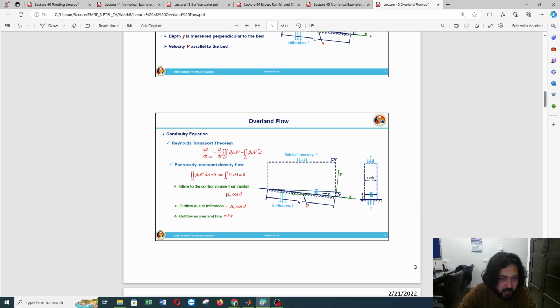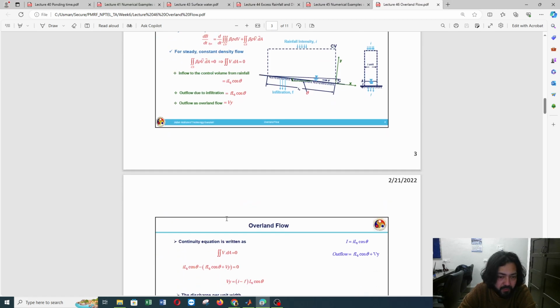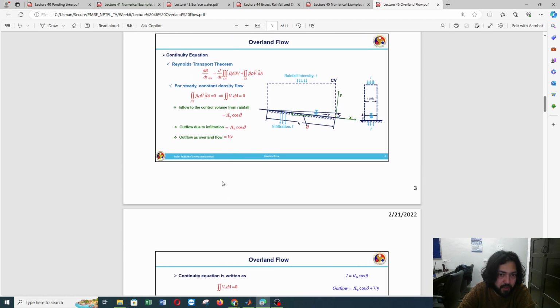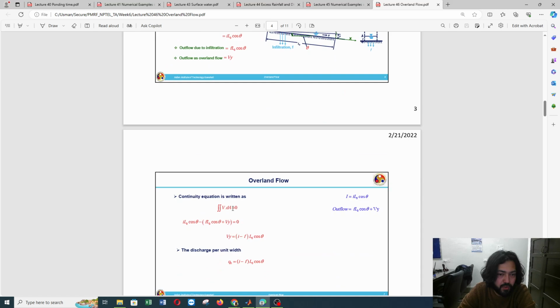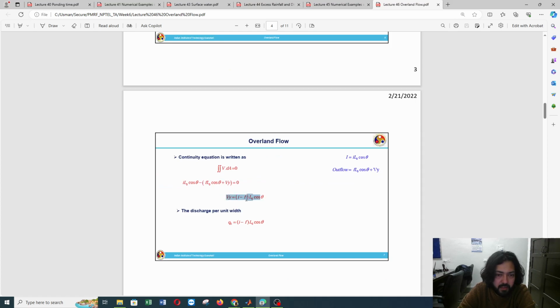So here we have calculated the inflow, here we have calculated the outflow which is due to infiltration, and this is the outflow as overland flow, Vy. We are going to substitute all these 3 terms in the continuity equation, that is the integral of V dA. When we substitute, what is left is this equation: Vy equals (I minus f) L cos theta. And we know what Vy is. It is velocity multiplied by depth, so this is discharge per unit width.